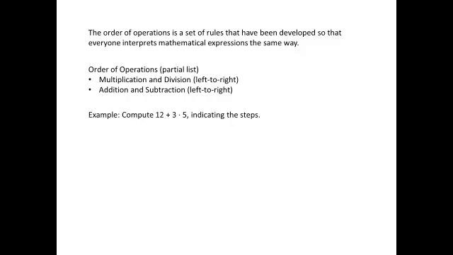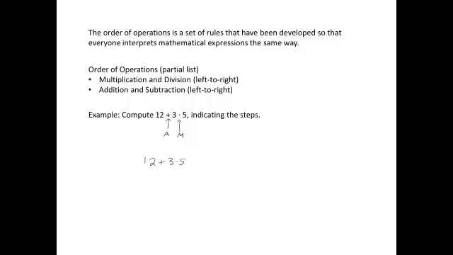Example, compute 12 plus 3 times 5, indicating the steps. We can see in this problem that we have two operations. We have an addition operation and we have a multiplication operation. The question is, which one do we do first? According to the order of operations, multiplication and division come before addition and subtraction. So the multiplication comes first.